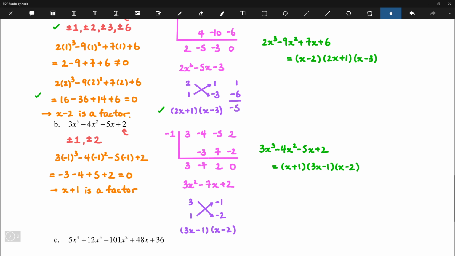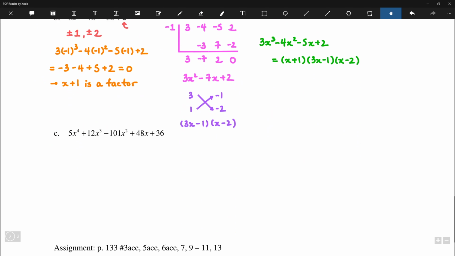Okay. One more. So this one's a little bit more involved, since the first term is degree 4. And another troubling part with this is 36 has a lot of possibilities. So 1, 2, 3, 4, 6, 9, 12, 18 and 36. So that's a lot of numbers we have to test.